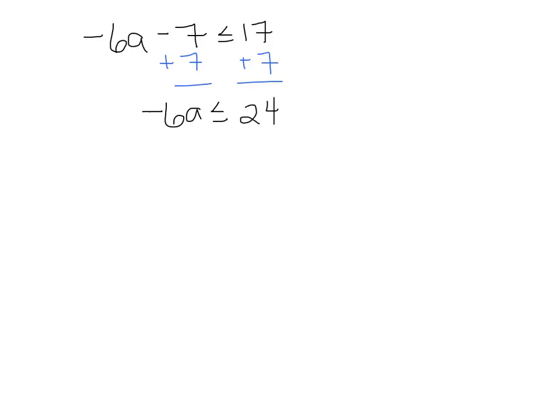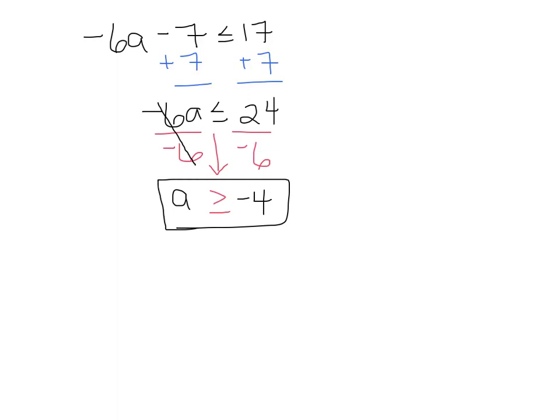Now I ask myself, how is negative 6 connected to a? Negative 6a means negative 6 times a. The inverse of multiplication is division, so divide by negative 6, divide by negative 6. Since I divided by a negative, the inequality has to change direction. So this becomes positive a, since negative 6 divided by negative 6 is positive 1. So positive a is greater than or equal to negative 4.